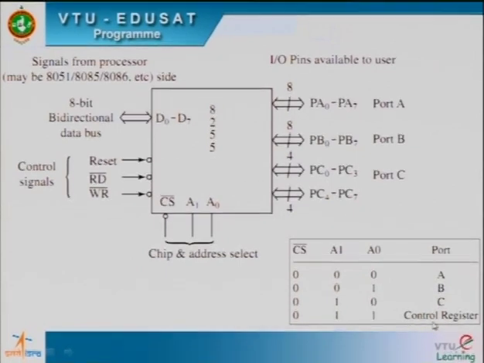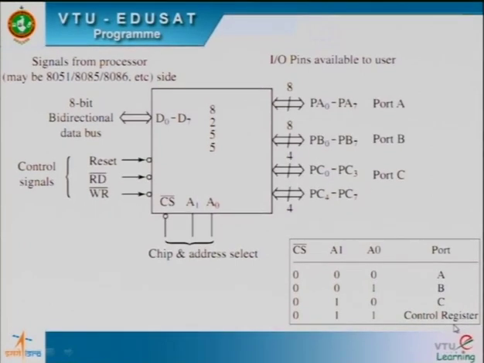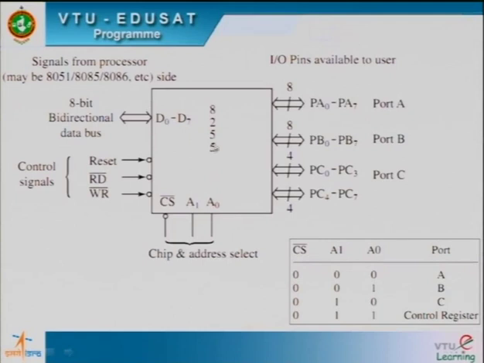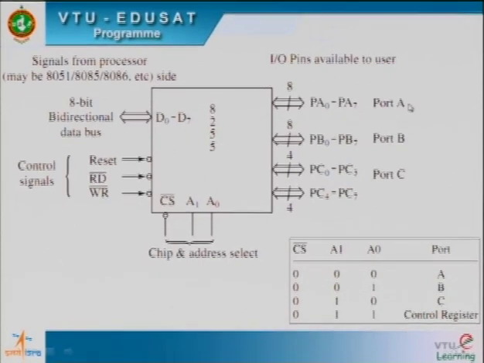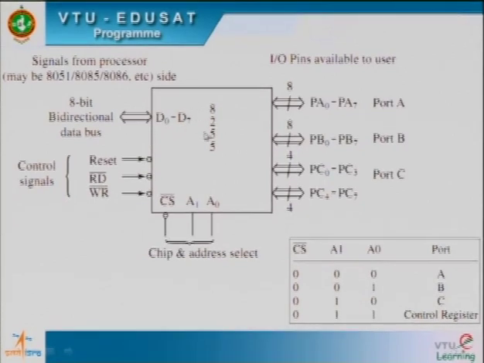What is the job of this control register? Before we start using these ports A, B, C, we have to write a word into the control register. We'll call this word the control word. What is the job of this control word? This control word specifies how port A is used. Is it an input port or output port, etc.? And to select that control register, A1 and A0 are 1, 1. So totally a minimum of 4 addresses should be allotted to 8255.